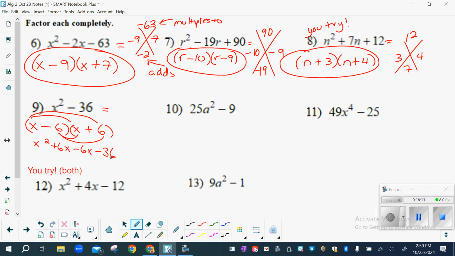So these are called the difference of two squares. When it's the difference of two squares, you can just take the square root of the first one, and the square root of the second one. It has to be a minus, though. It doesn't work if it's a plus.